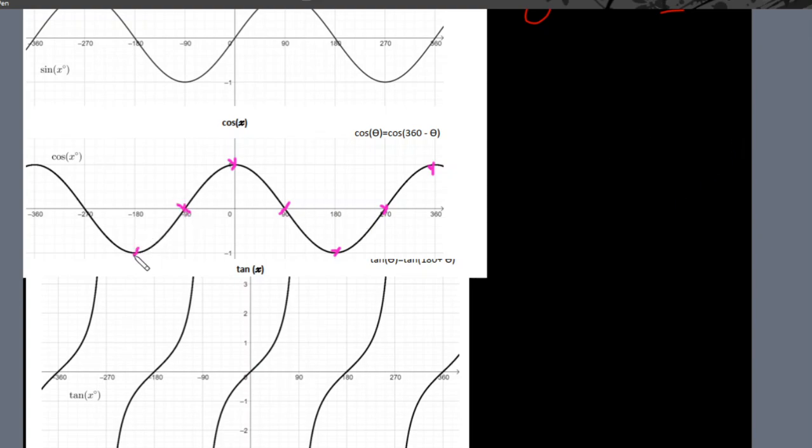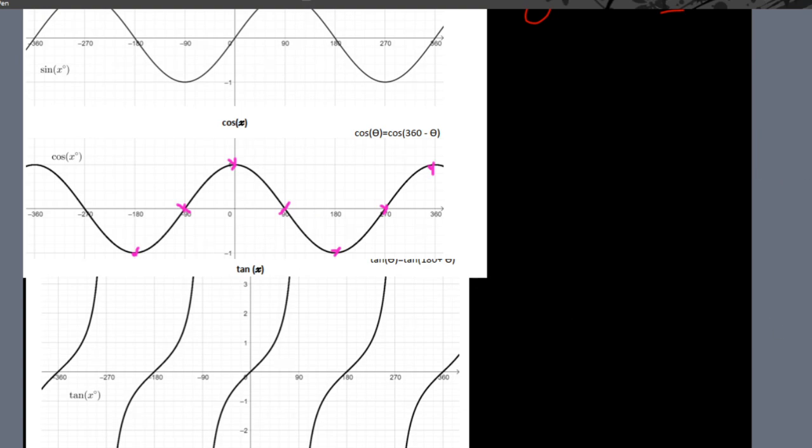And similarly you'll get these marks over here, and then you'll join them with a free hand and a smooth curve on both sides. And also notice that the graph of cos x is symmetrical about the y-axis. Okay. Graph for tan x.